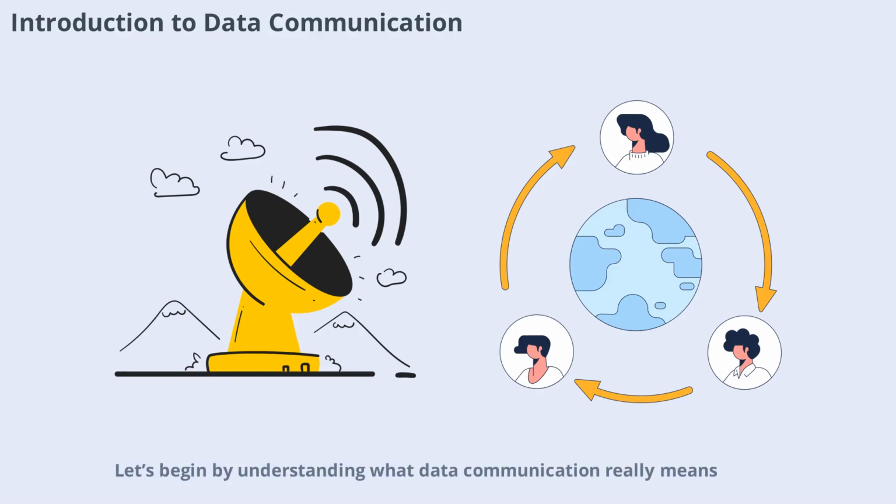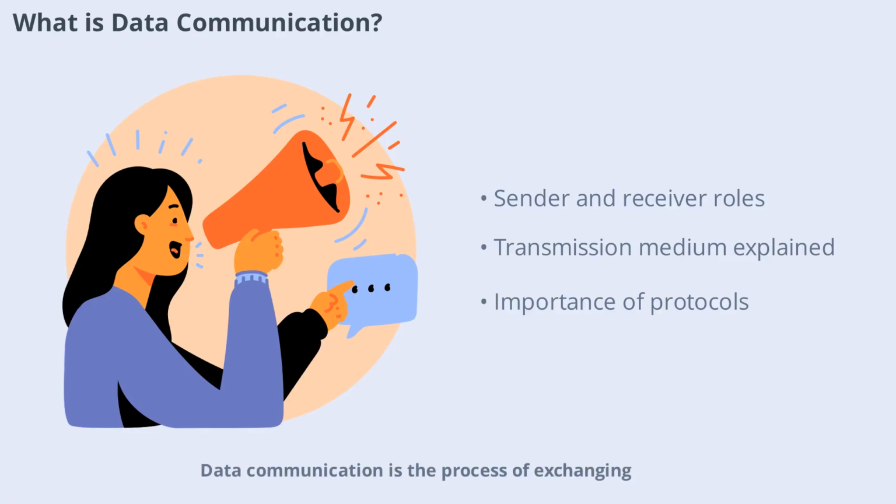Let's begin by understanding what data communication really means and why it's so crucial in today's technology-driven society. Data communication is the process of exchanging information between two devices using a transmission medium. Imagine sending a message from your computer to a friend's phone. Data communication makes this possible. For effective communication, several key elements must be present.